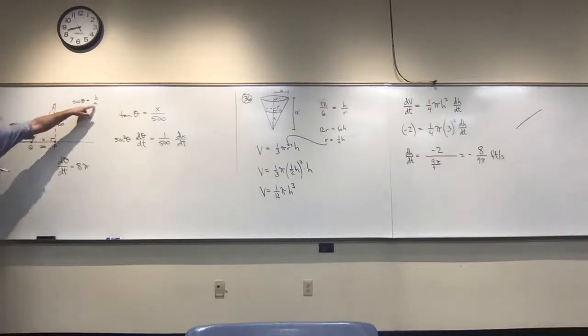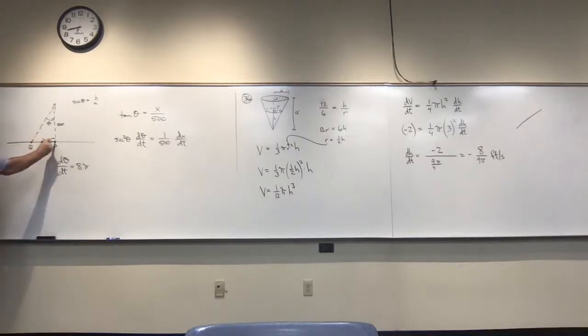500. So 500 goes on the bottom. Hypotenuse is this side. Well, what would that be? Well, I know that this side's 200. I know this side's 500. Could I figure out this side? Yeah, just use the Pythagorean theorem.